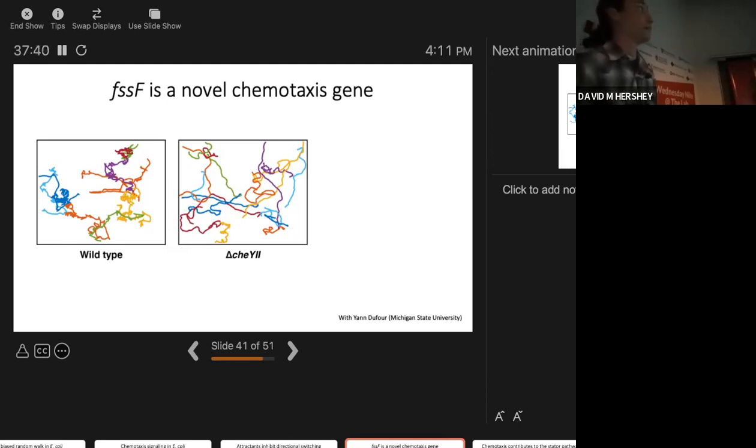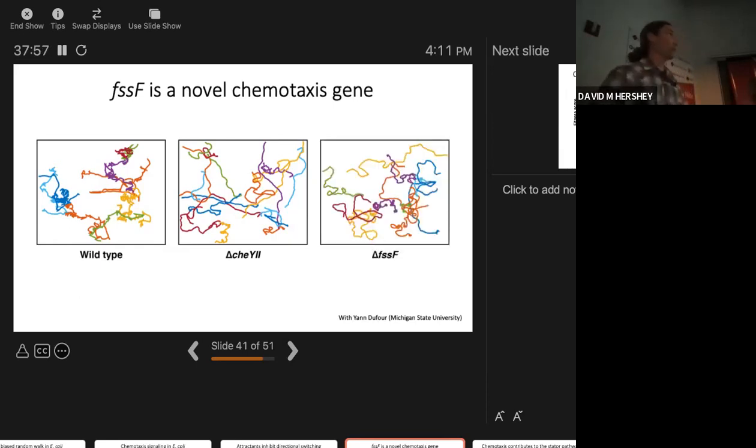And so here I'm showing you a more detailed tracking analysis that we did with Jan DeFore at Michigan State. So here you can see that the wild type cells have this characteristic sort of run-tumbling behavior where they're undergoing these sharp directional switches. And you can see that this CheY mutant has this sort of meandering running phenotype that we expect for a mutant that can't switch directions, right? So when we look at the FssF mutant cells, again, we see that they're basically indistinguishable from these CheY mutant cells. And so this confirms that this is sort of a new chemotaxis mutant.